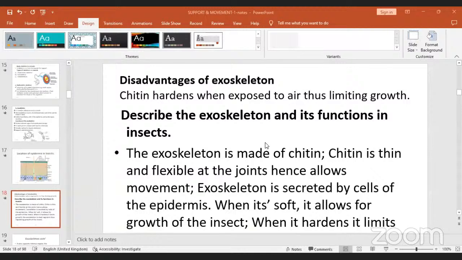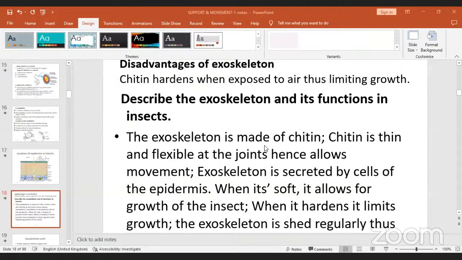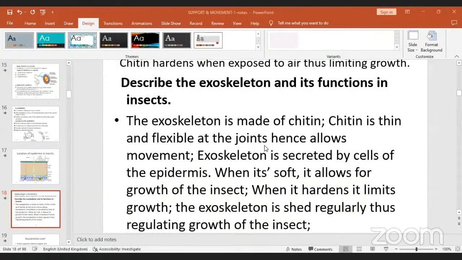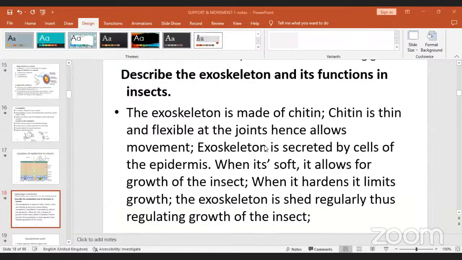So we have talked about chitin being thin at the joints, and that enhances flexibility during movement. Then we've talked about chitin being hard, and that provides protection. Chitin is able to be shed regularly, and that regulates growth in insects.